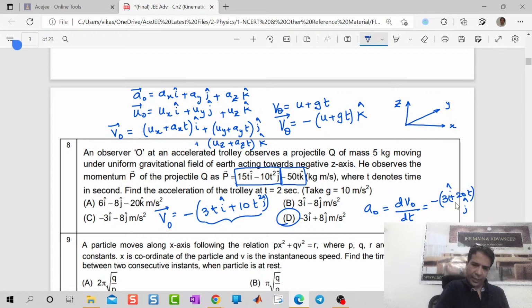You are right. We have to divide it by 5. And by the way, this is minus, not plus. This is minus 2t square. And Chavi, in case you're wondering why we are doing this, this is the momentum. So if you want to find the velocity of q with respect to the observer O, then that will be 3t I cap minus 2t square j cap minus 10t k cap.